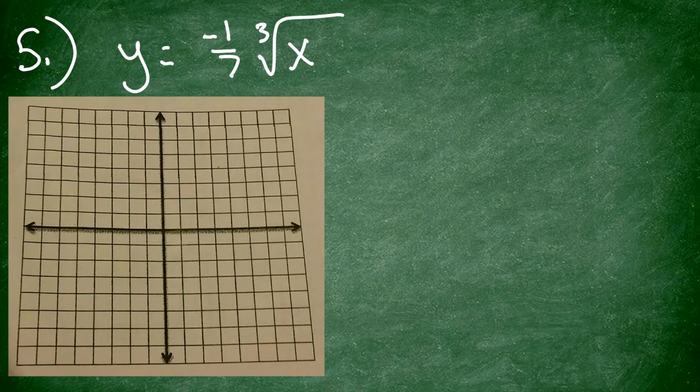Alright, number 5, we have y is equal to negative 1/7 cube root of x. So once again, I'm going to find h and k. There's nobody in the jail, so h is 0. There's nobody after the jail, so k is 0. Once again, it might be helpful for you to find a, which is negative 1/7.